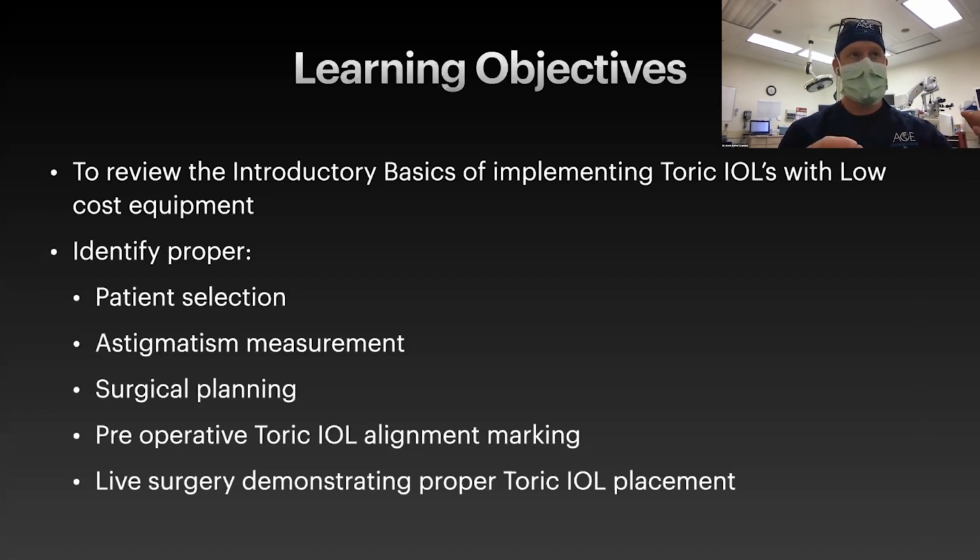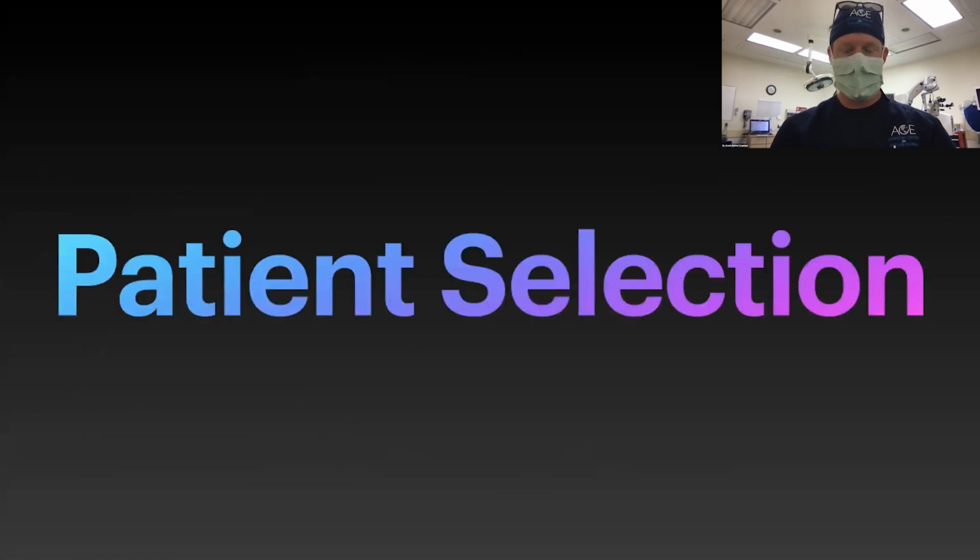So we're going to do this without having to acquire expensive technology like aberrometers and femtosecond lasers. Let's talk about identifying the proper patient, how to measure the astigmatism, how to create a surgical plan, how to mark a patient preoperatively, and then how to place the toric lens intraoperatively, which we'll do with the live surgery. So my hope is that in the next few minutes, you're going to feel a lot more comfortable with this whole process.